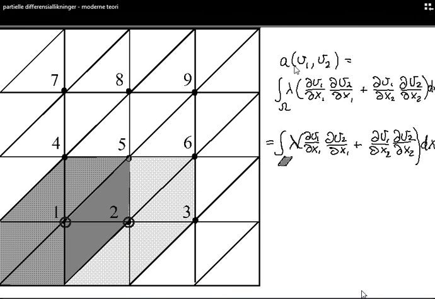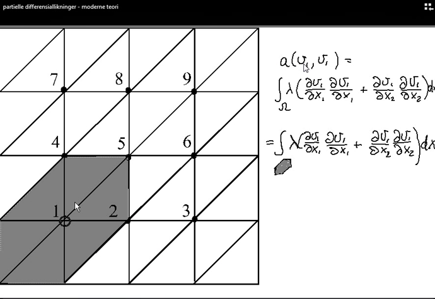And the same happens when we compute the pairing of V1 with V2, this stiffness element. Then the intersection is in this area. So in this area we have to compute the integral of these functions.